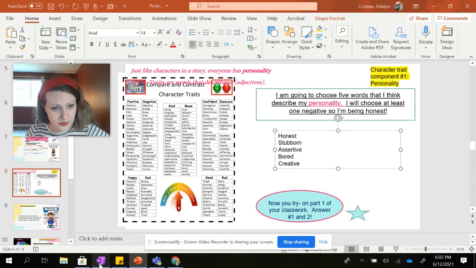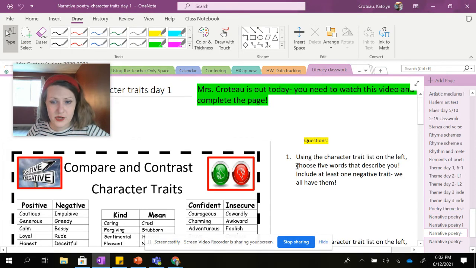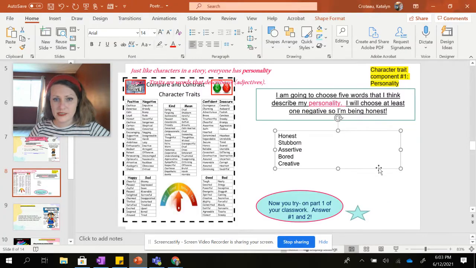So you're going to try this yourself. On here, let me find the right page. Here it is. Choose 5 words that describe you. Include at least 1 negative trait. We all have them. It's okay to just list them today. Okay, we're just making a list. You can write it in a sentence like 5 character traits about me are and list them out. Or you can just list them in bullet points or in a list like mine.